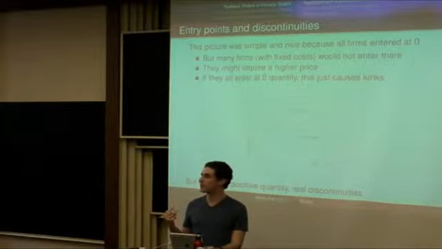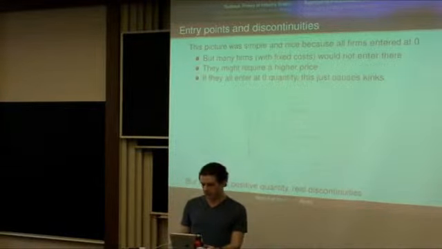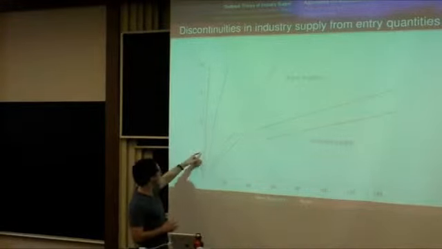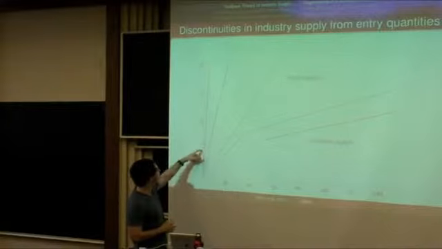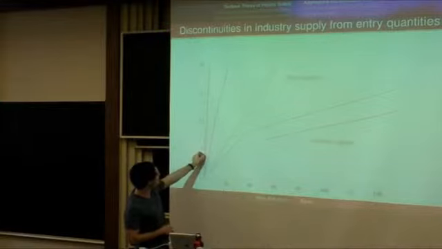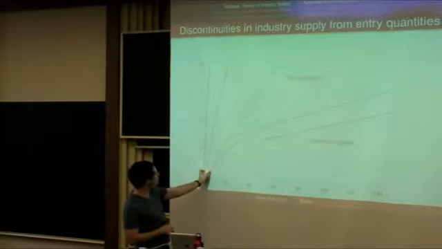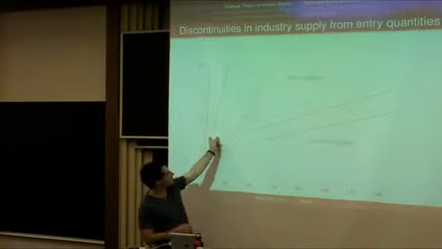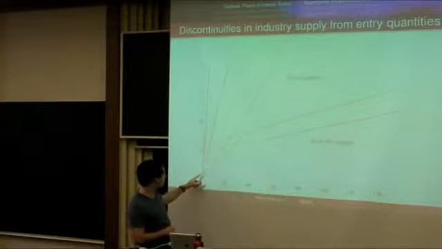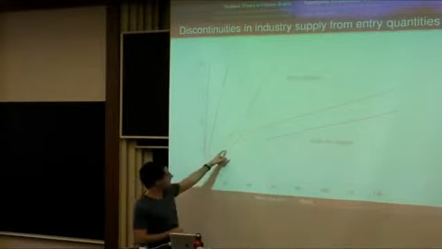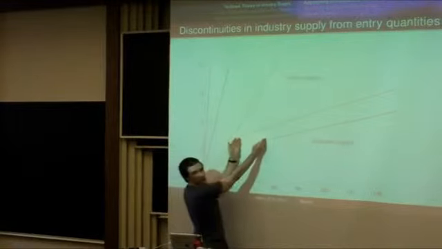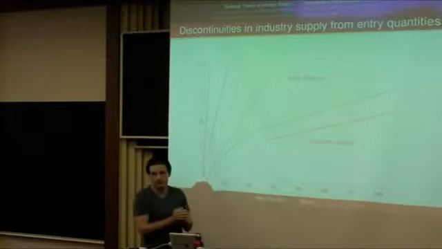However, if firms enter at a positive quantity, then there are discontinuities. So imagine that here's one firm that enters at this price, and it enters at a positive quantity. This firm enters at this price, again at a positive quantity. This firm enters at this price, at a very large quantity. Then you get this industry supply function, which has a bunch of discontinuities in it, because when one of these firms enters, the industry supply increases by a discontinuous amount.